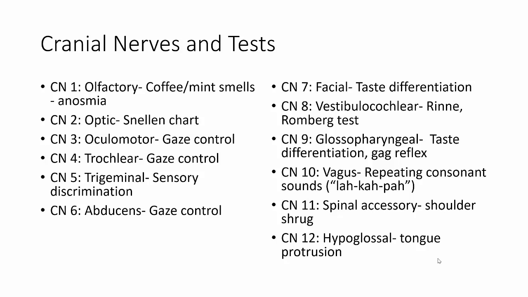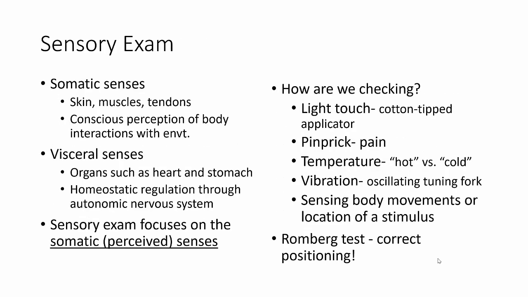Cranial nerve 11 is the spinal accessory, so that's the shoulder shrug, and they make sure that you can push against his pressure. And then cranial nerve 12 is the hypoglossal, so they'll have you stick out your tongue and move it from side to side and around. Sensory speaking, the somatic senses like the skin, the muscles, the tendons, visceral senses, your organs such as your heart and stomach, and all of the homeostatic regulation that we have through the autonomic nervous system.